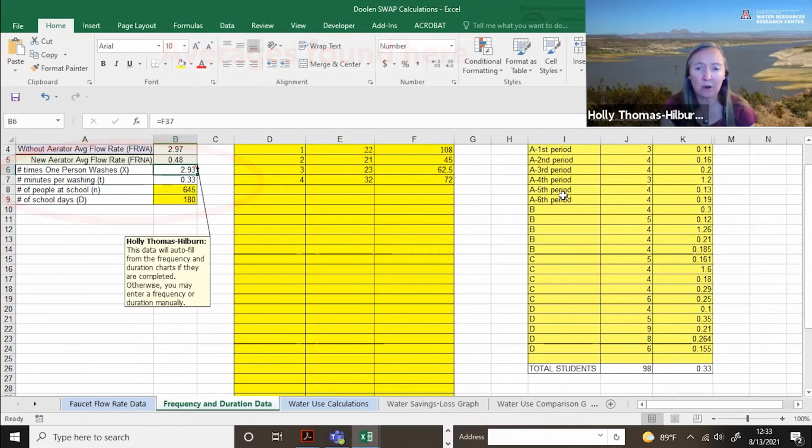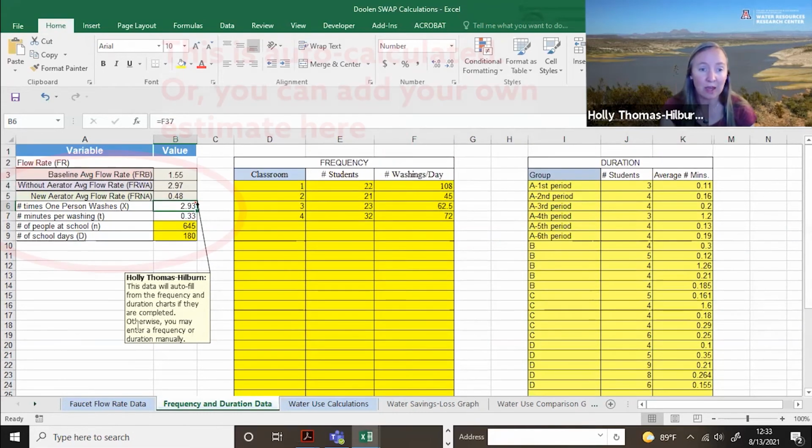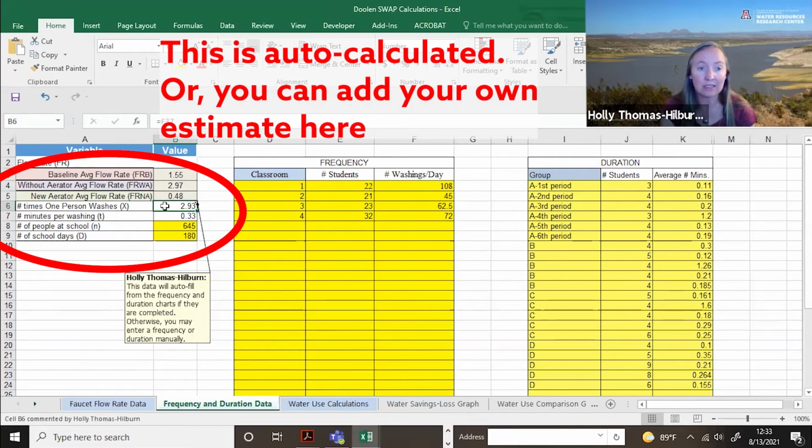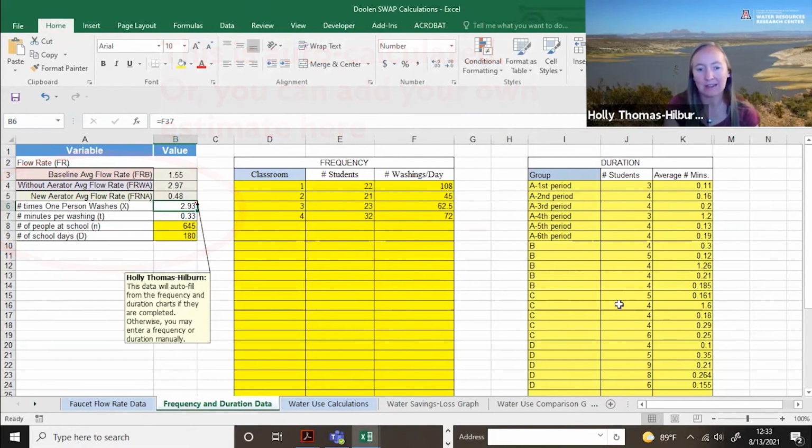If you don't want to do all of this and you just want to make an estimate of an average, you can do that as well. You can just ask your kids to guess and they can come up with something. Well, we're supposed to wash our hands for 20 seconds. Okay, that's 1/3 of a minute. And you could talk about how many times they wash their hands and come up with something. So you can do that really simply, or you can investigate this more deeply.